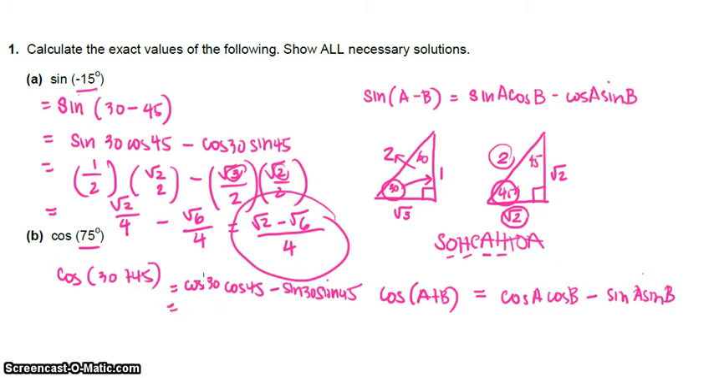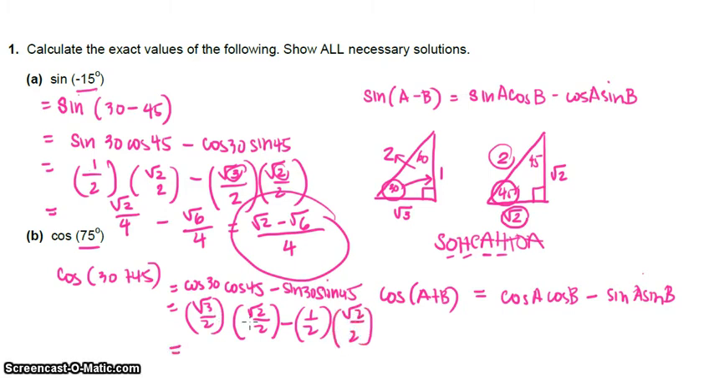The good thing about this is we already know what cosine 30, cosine 45, sine 30, and sine 45 are from the previous problem. Cosine 30, we found that to be square root of 3 over 2. Cosine of 45 is square root of 2 over 2. Sine of 30 is 1/2. And sine of 45 is also square root of 2 over 2.